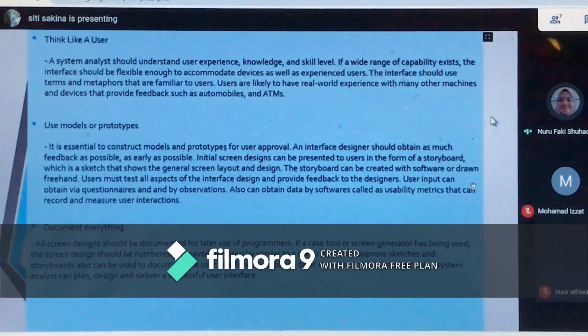By applying basic user-centered design principles, a systems analyst can plan, design, and deliver a successful user interface.